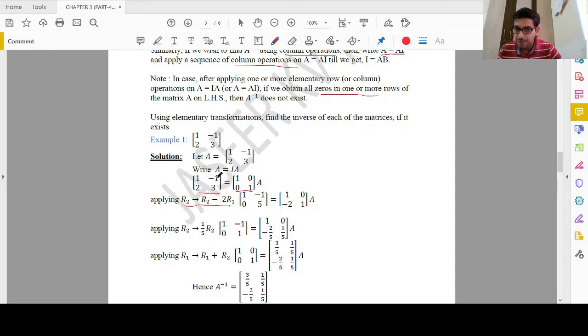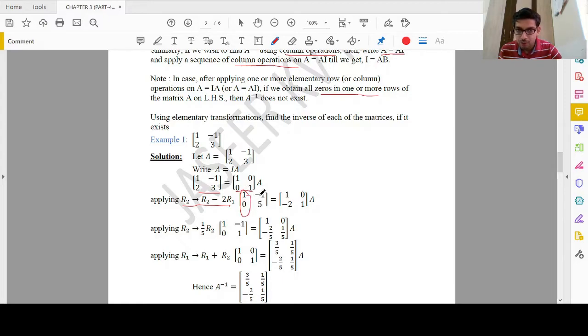Now the first row has no change. The second row will be changed: 2 minus 2 times the first row. So 2 minus 2, I get 0. Then 3 minus of minus 2, it will become 5. The similar changes are to be made on the right hand side matrix. So that is 0 minus 2 times 1, so it becomes minus 2. 1 minus 2 times 0, so it comes as 1. So after applying R2 changes to R2 minus 2R1, we got 1 0 here.